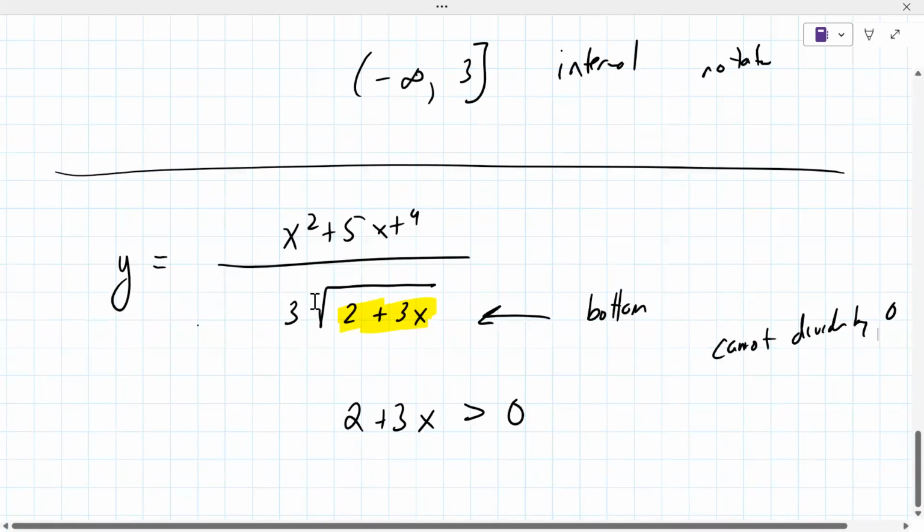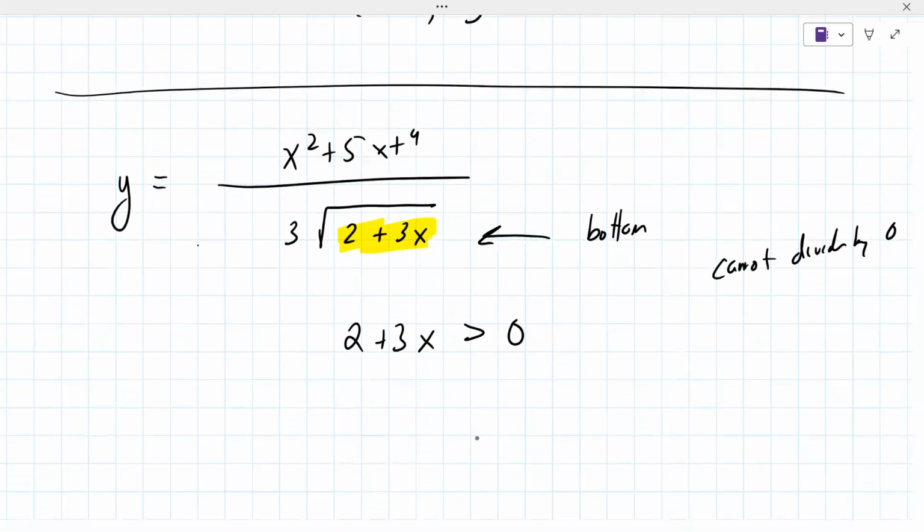So that's the only difference. You set the part in the root, if it's on the bottom, greater than 0 instead of greater than or equal to 0, and you still solve it for x. Okay, so could you do that for us, please? Solve this one for x.